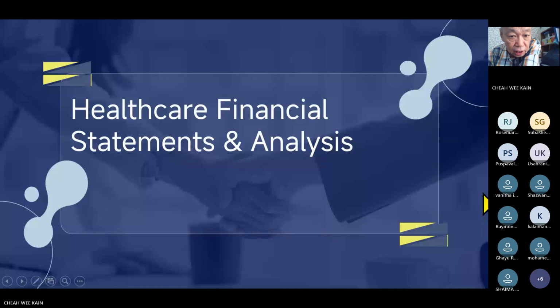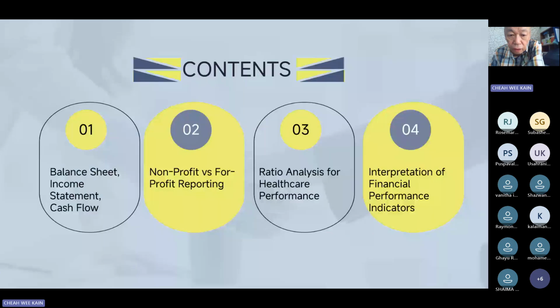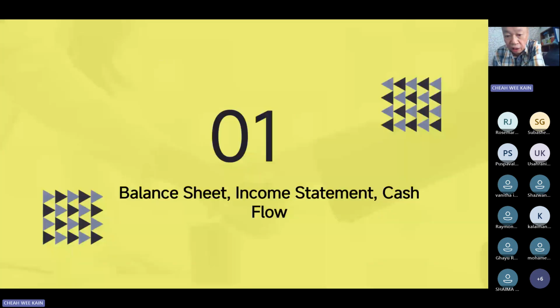Today we'll look at chapter 4, healthcare financial statement analysis. We start with the balance sheet, income statement, and cash flow. These are the three main documents that need to be prepared at least once a year. The balance sheet and the income statement must be lodged with the government.